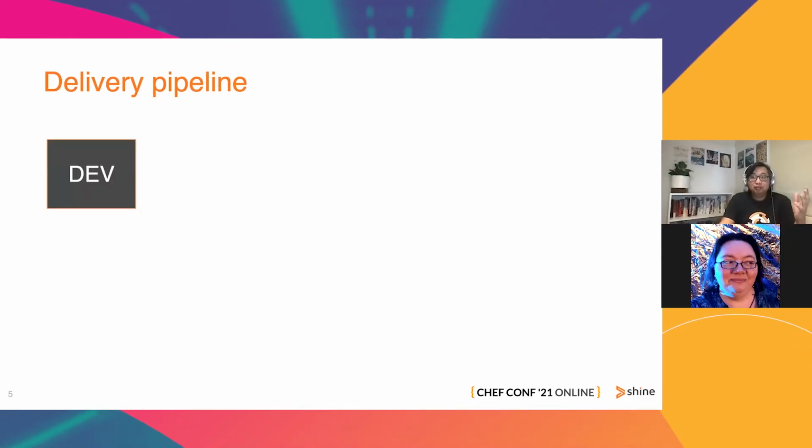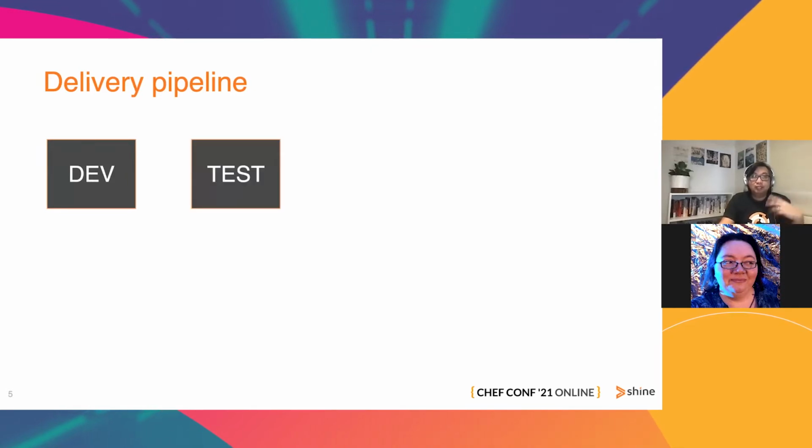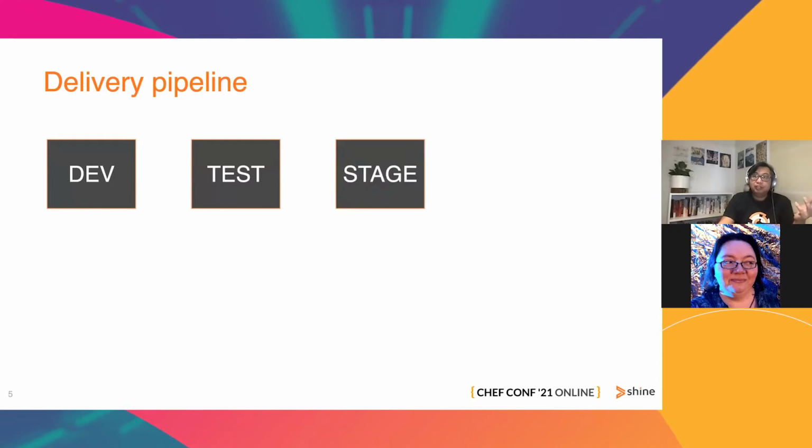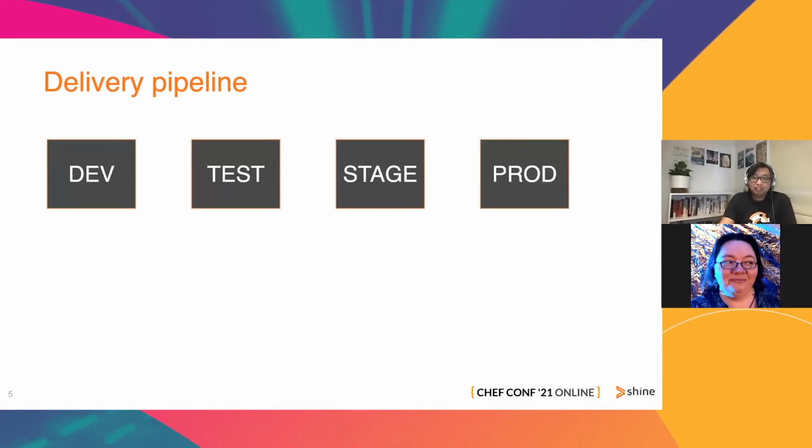So you start with a set of development environments. You move them to test environments for QA and testing purposes. And then you move on to stage, or some people like to call it pre-production. And then you go to production. Standard things, nothing unusual.